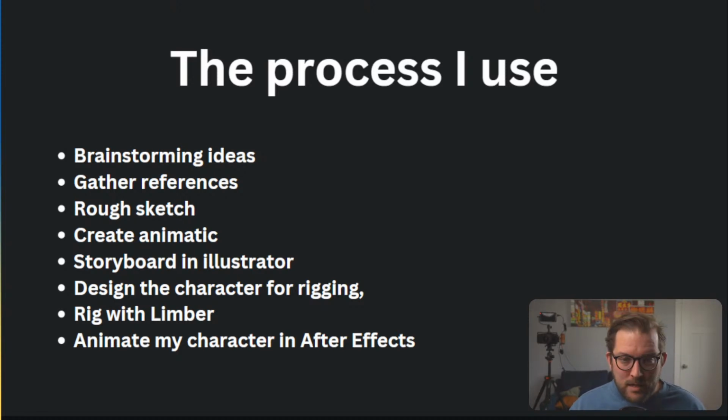I brainstorm ideas, I gather references, I create a rough sketch or thumbnail of what I want to animate. I use those sketches to create an animatic. And then I storyboard it all out in Illustrator. This is the phase where I lay it out, make sure that it looks good, and this is what I present to the client. And then I design my characters. As part of that storyboarding process is when I design my characters for rigging.